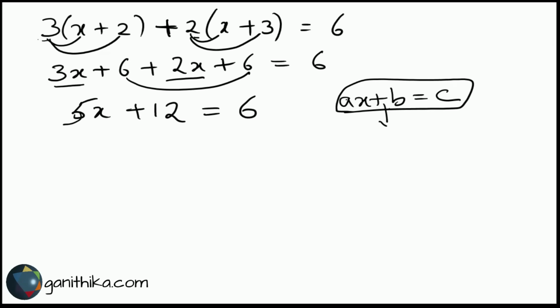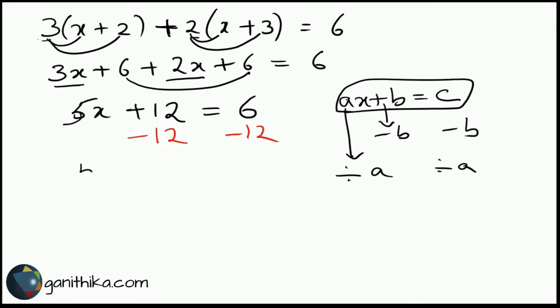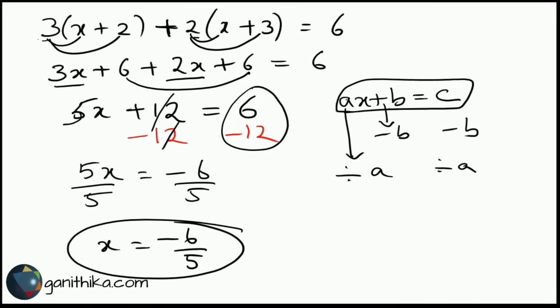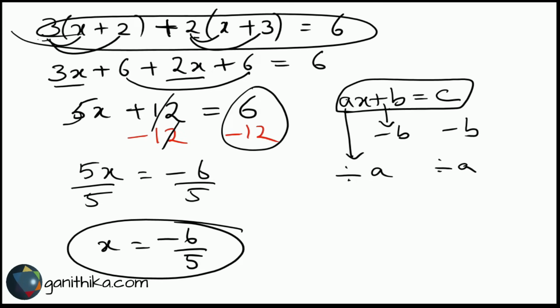We need to eliminate this b, so subtract b on both sides, and then we have to take out this a by dividing by a on both the sides. So this is the method we have already followed. So we'll use the same method. We want to get rid of this 12, so subtract 12 on both the sides. So we'll have 5x is equal to negative 6, because 6 minus 12 is negative 6, and these two get cancelled. Then divide by 5 on both the sides. So we'll have x is equal to negative 6 over 5. So this is your answer for this particular equation.